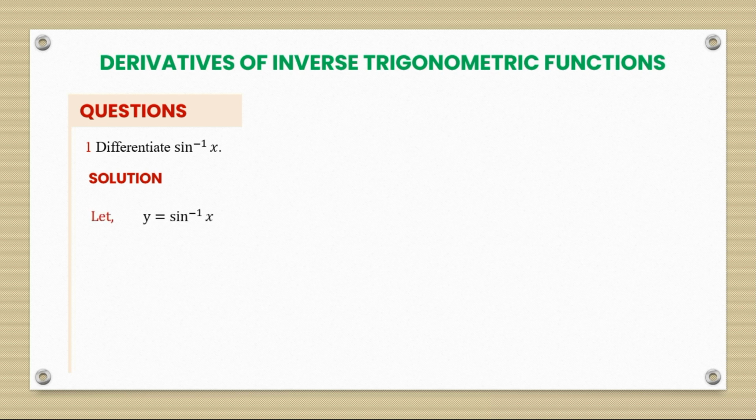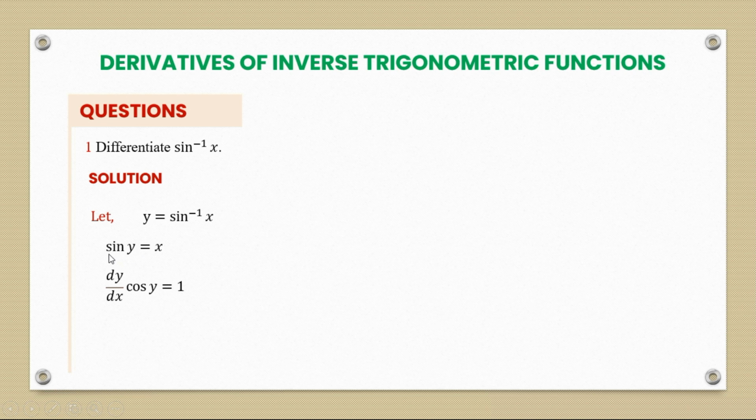From the knowledge of inverses, we can take the sine to the left hand side. So this is the same as sin y being equal to x. And then we're going to apply some of our knowledge from implicit functions. So now we're going to differentiate both sides. This value has a y, this value has an x.